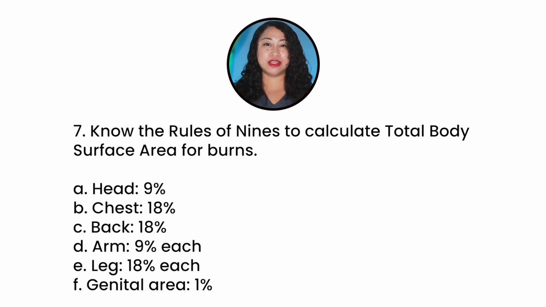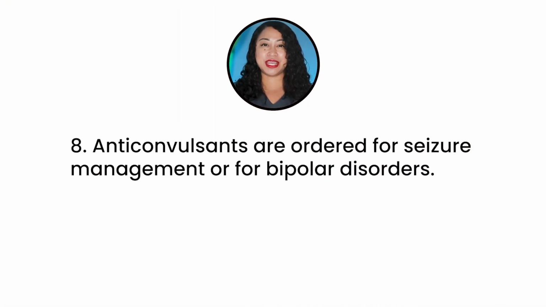Statement 7. Know the rule of 9s to calculate total body surface area for burns. Head is 9%, chest is 18%, back is 18%, arm is 9% each, leg is 18% each, genital area is 1%. Statement 8. Anticonvulsants are ordered for seizure management or for bipolar disorders.